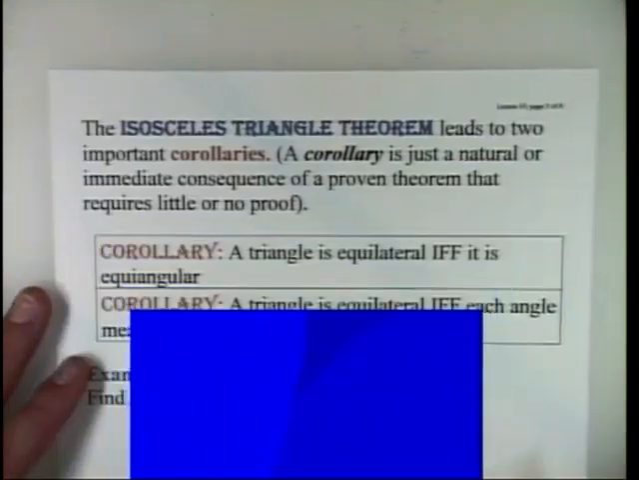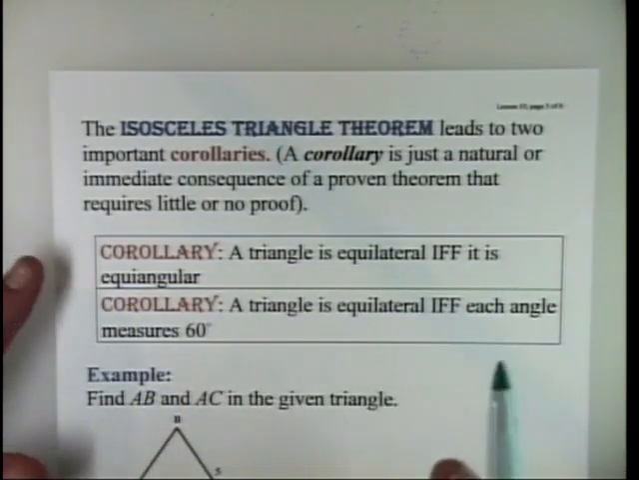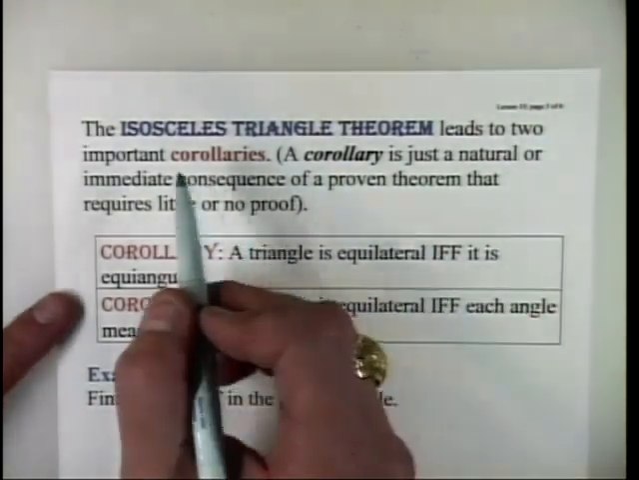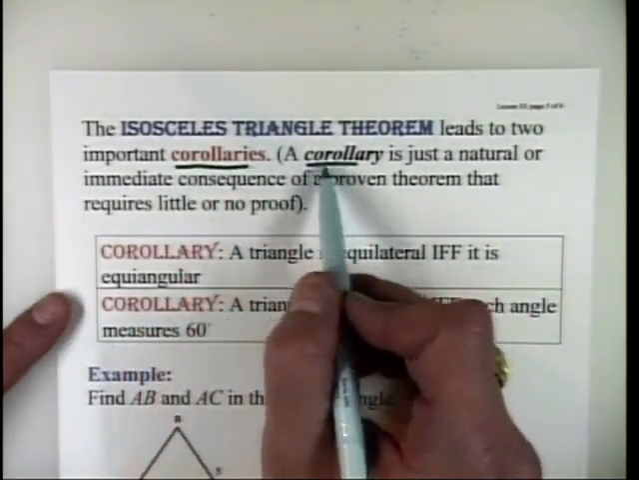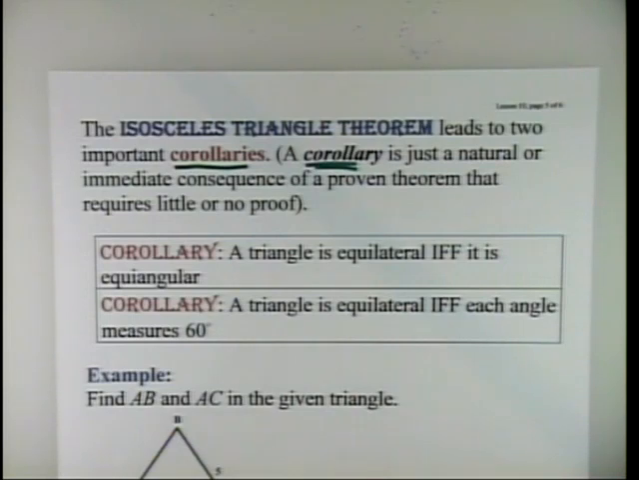The isosceles triangle theorem. We've been using it all along, but there's something that's nice that falls out of it, something called a corollary. A corollary is basically something that just naturally falls out of a theorem. It's an immediate consequence of a proven theorem, and it really requires little or no proof.